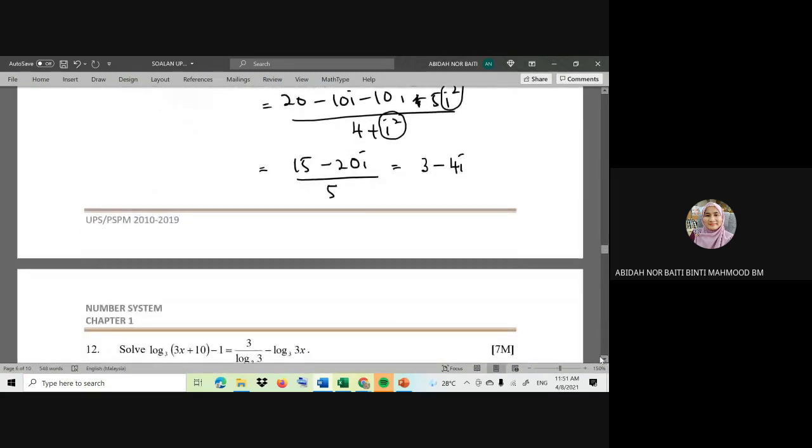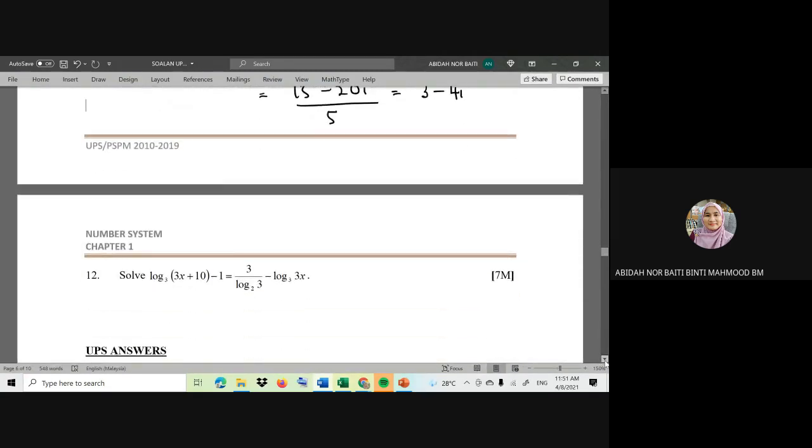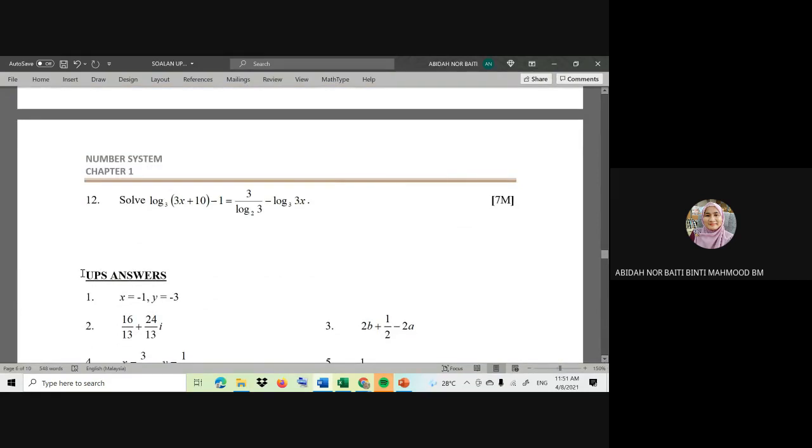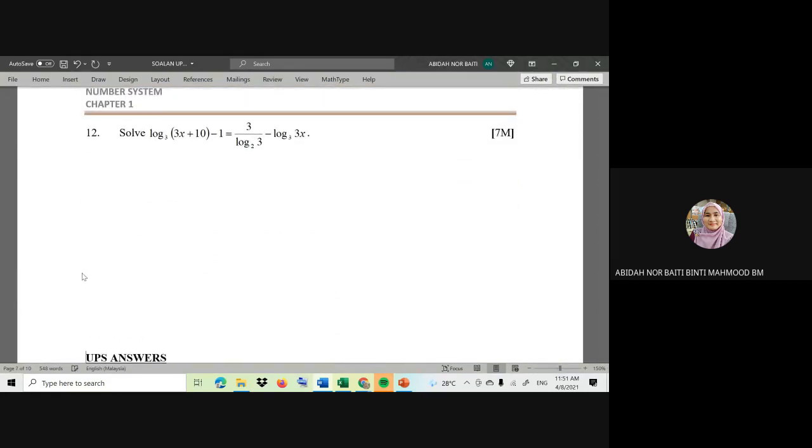Okay, for question number 12, juga number 12. Solve log. Can you solve this question? Soalan ni boleh buat tak? 7 marks. Soalan ni boleh buat. Question number 12. Madam boleh tunjuk? Saya tanya kamu boleh buat tak?